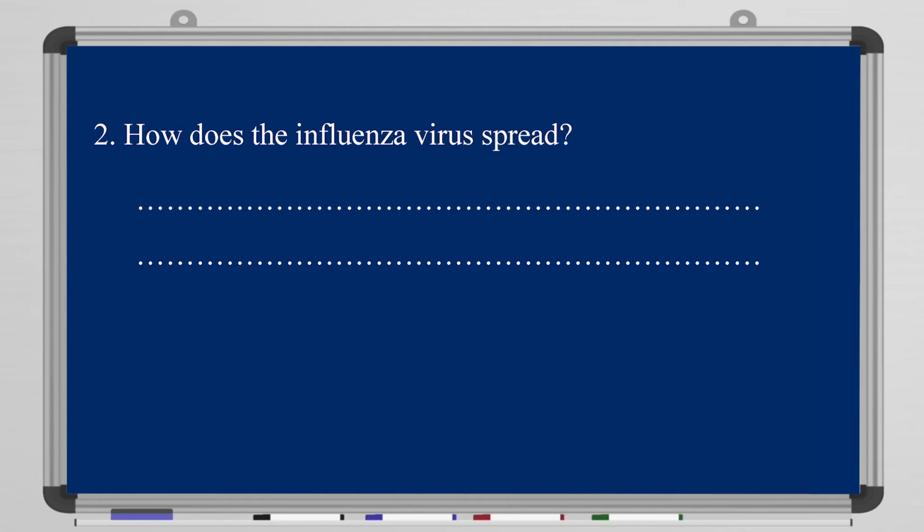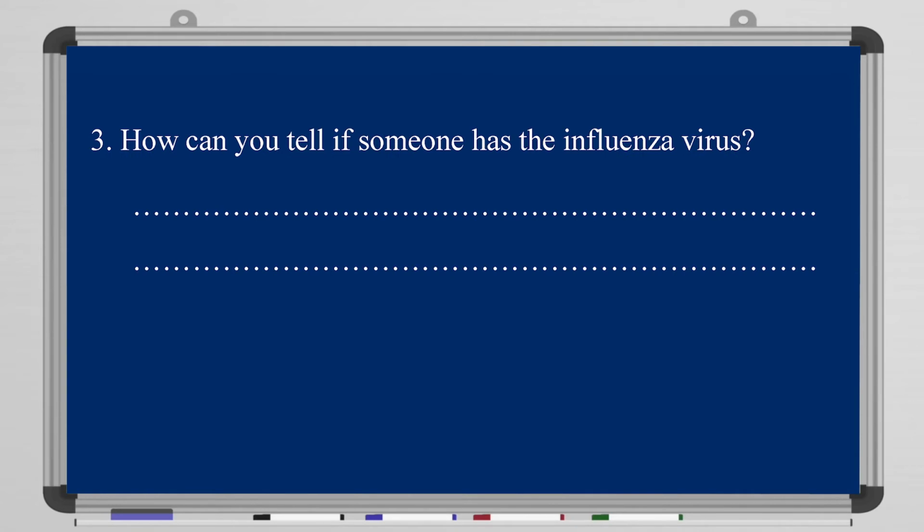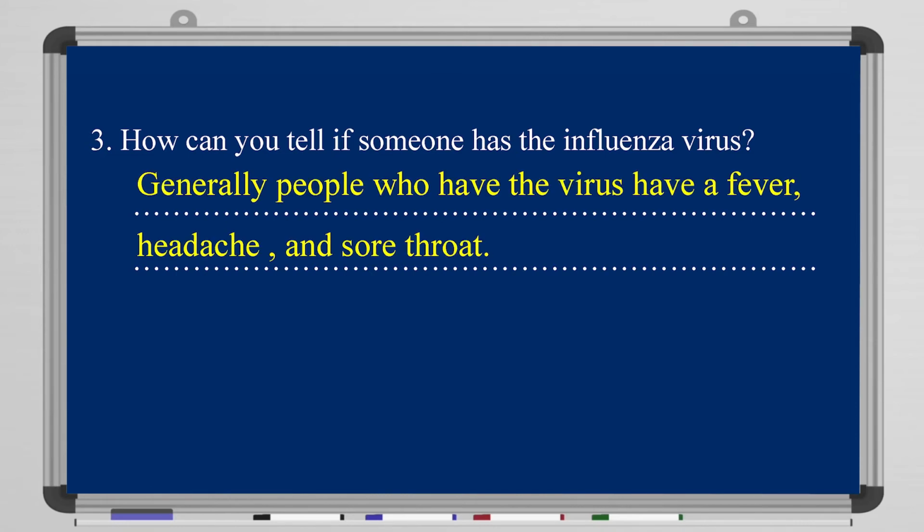Second question, how does the influenza virus spread? How can it spread? How does it spread? The influenza virus spreads through droplets of air after someone coughs or sneezes. Okay? It's also written in the passage itself. Question number 3. How can you tell if someone has the influenza virus? How can you tell? If someone is sick, how can you tell that he's sick? So generally, people who have the virus have a fever, headache, and sore throat. Okay?